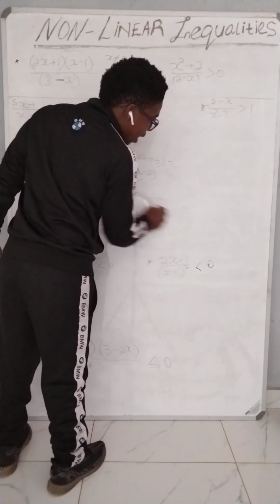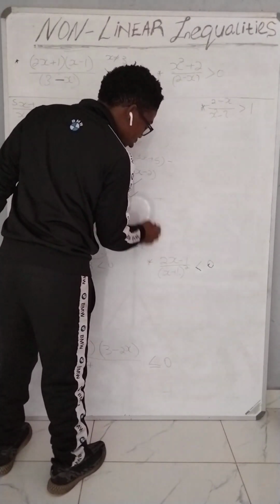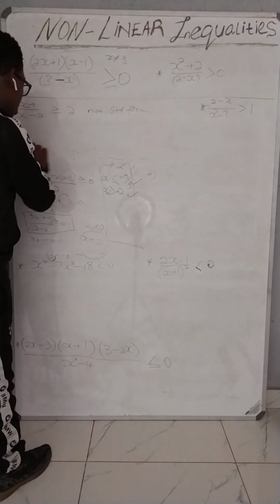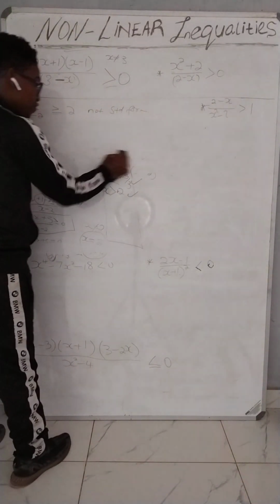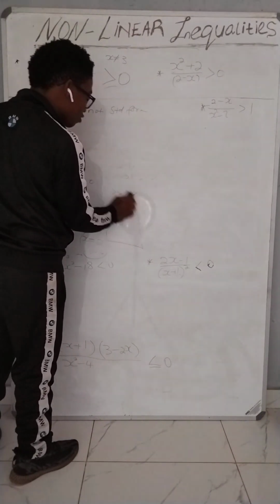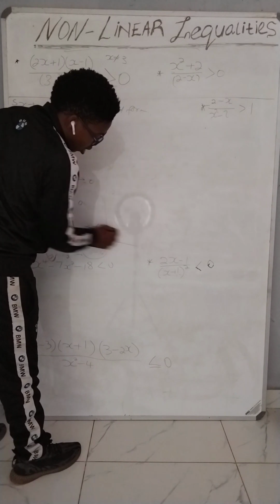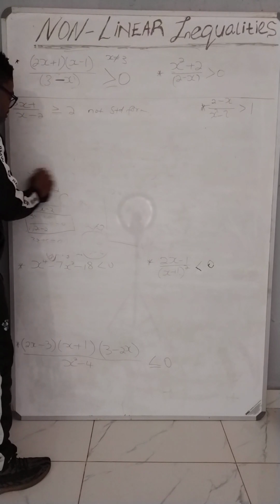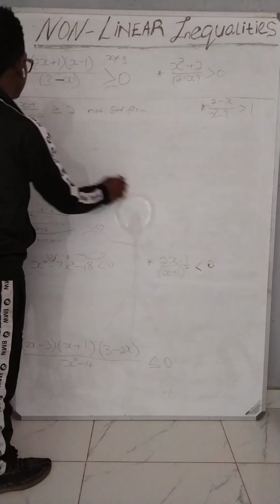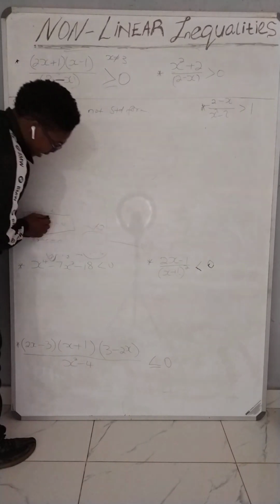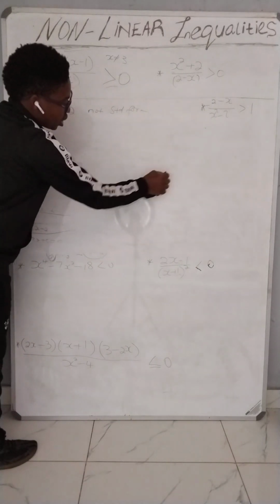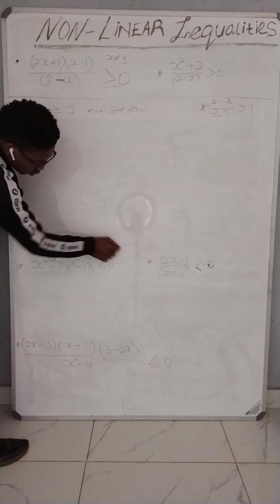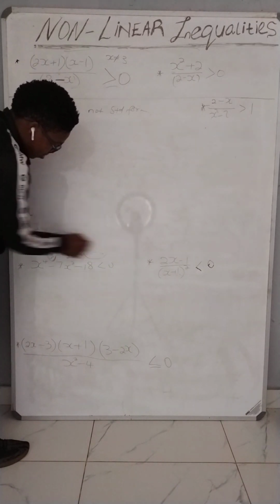In this section, we are looking at nonlinear inequalities. Nonlinear inequalities are inequalities of which the formula is not of the first degree. Remember your straight line graph, your x has an exponent of the first degree. Once you have x squared, then you no longer have a linear, meaning a straight line. It's either a parabola. So this is not linear. That's what they mean when they say non-linear.